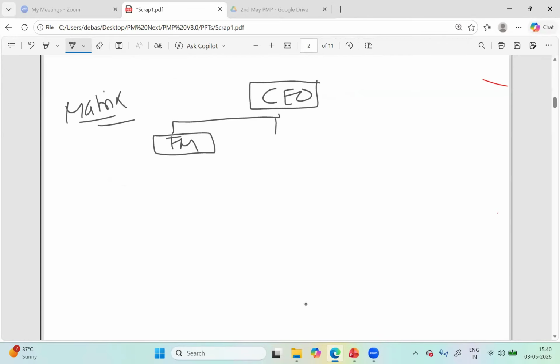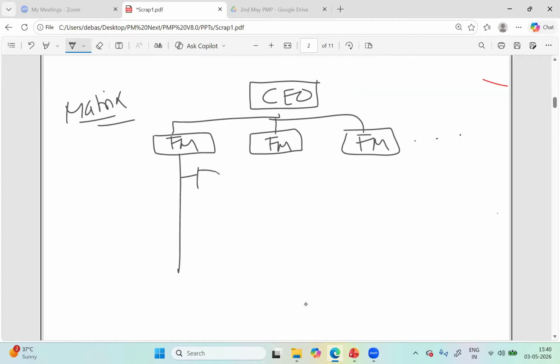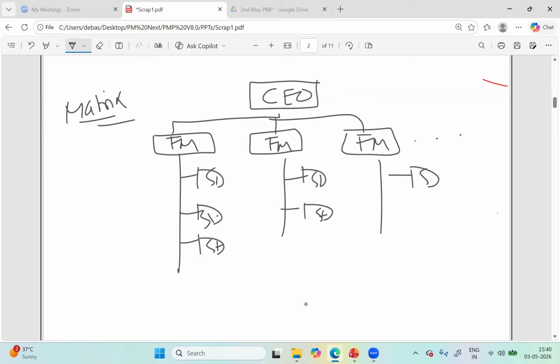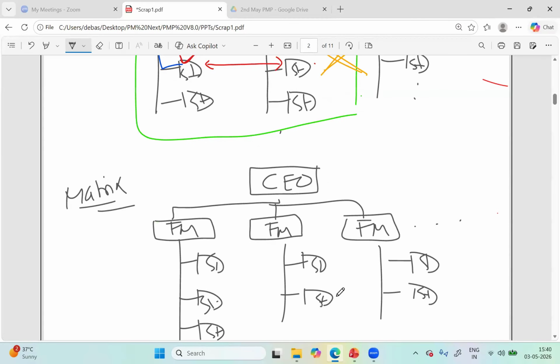We have several functions, each headed by a functional manager. And these are again those functional staff reporting to this functional manager. Likewise, there are more functions and so on. Now, first difference, in matrix, more work is project.